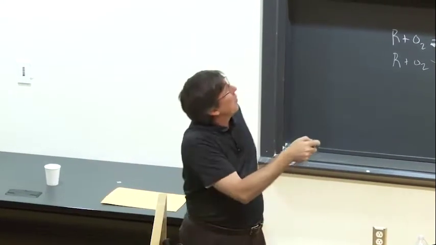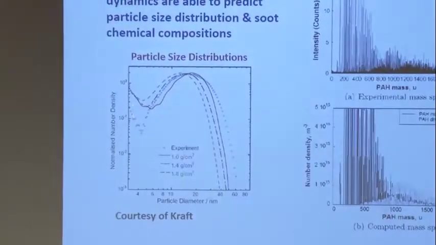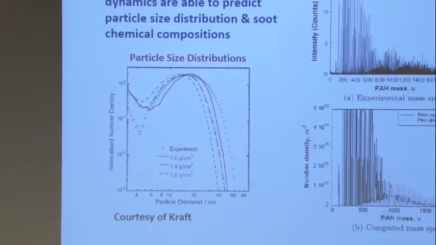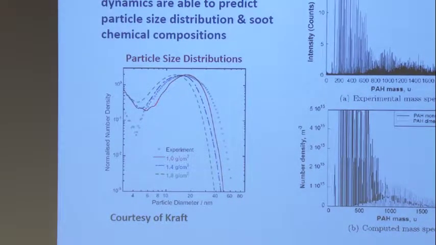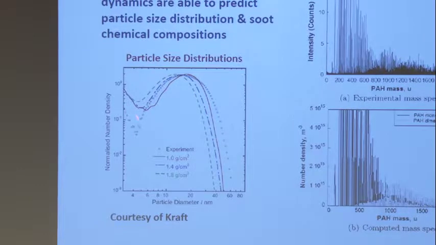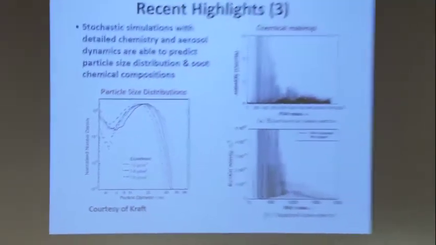Here's another map of the size distribution. Here's the experimental data, and then these are models of what should happen. You can see it doesn't quite match. It's kind of like it, though, right? So the models are in the same ballpark for understanding what's happening.